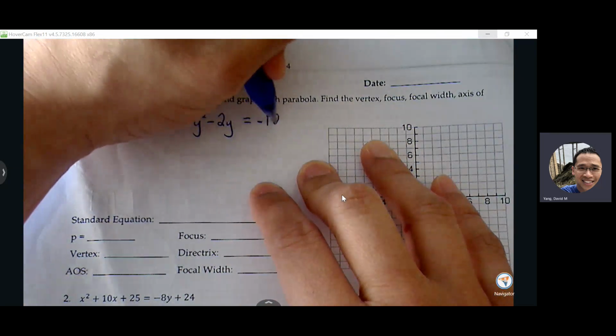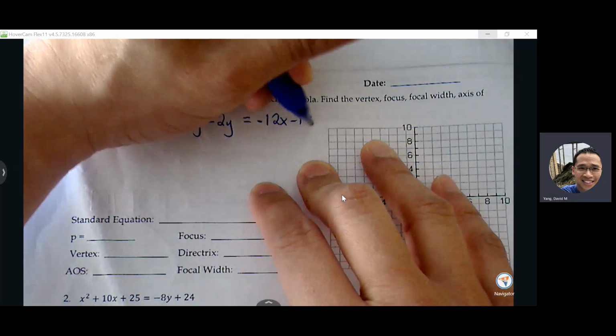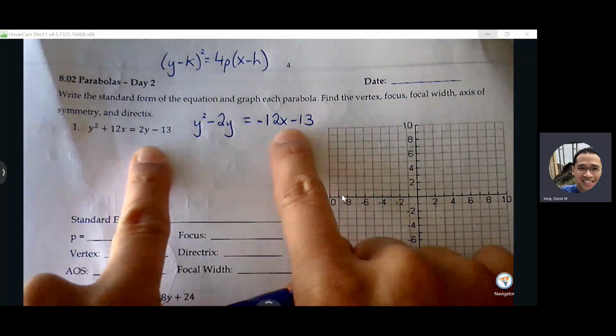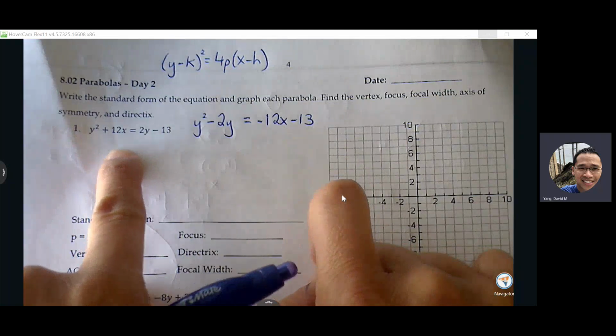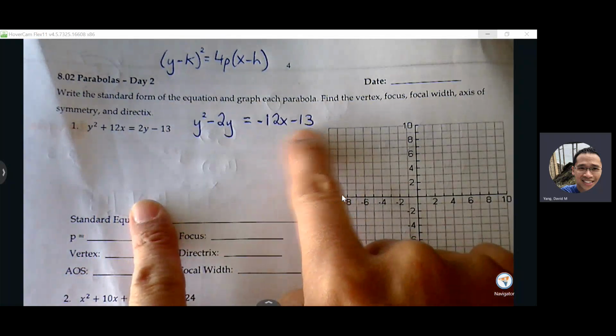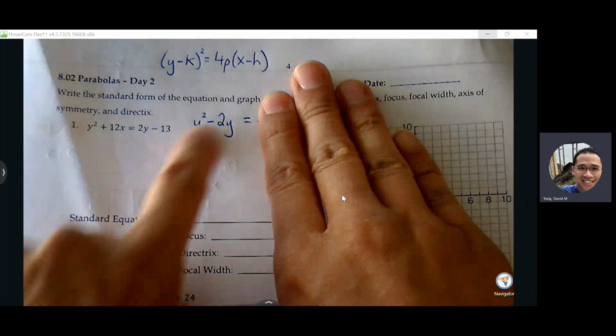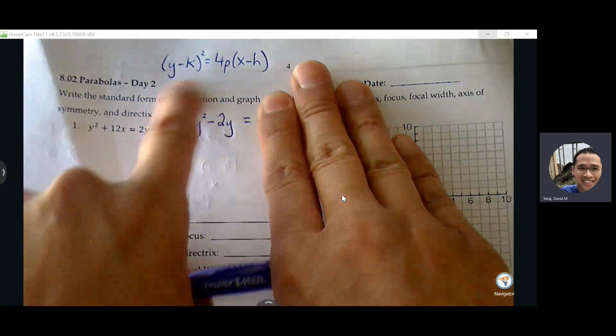So I'm going to subtract the 12x, but the 13 is already on the right side, so I'm not going to change the sign. I'm changing the sign of the 2y to move it to the left. I'm changing the sign of the 12x to move it to the right, but the negative 13 is already on the right side. So our goal is to try to get this to be in the proper form.